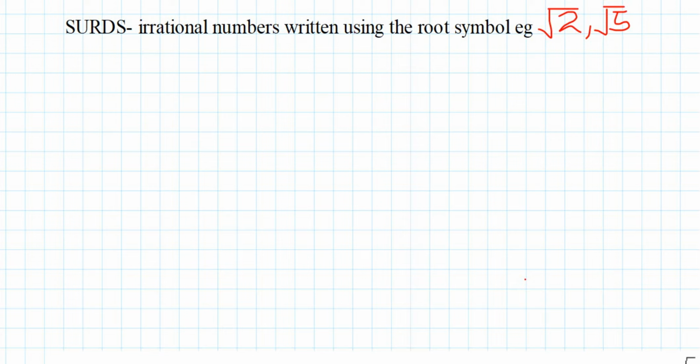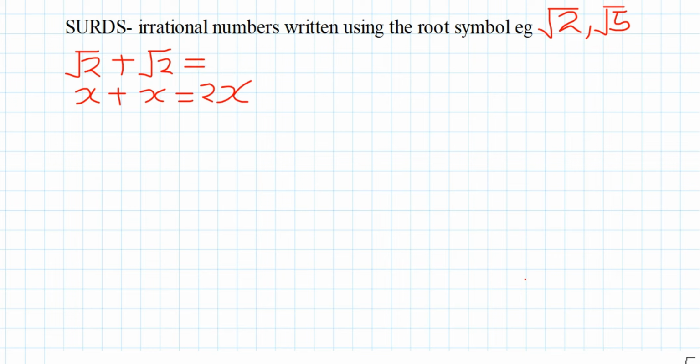Now, there are different ways that you can operate on surds. For example, if we have root 2 plus root 2, what we do is treat these as if it's algebra. So we treat this as if it's x plus x. When you put x plus x together, you're going to get 2x. And so in this case, when you take root 2 plus root 2, you're going to get 2 root 2.